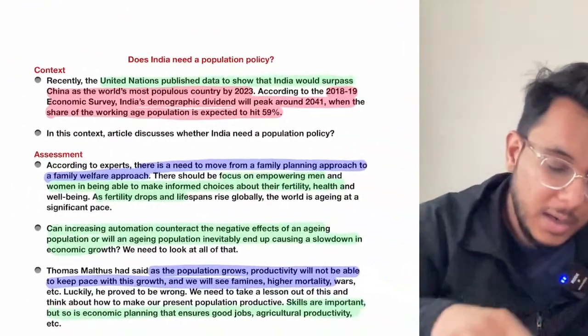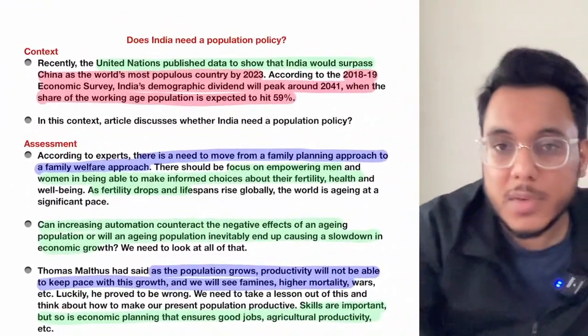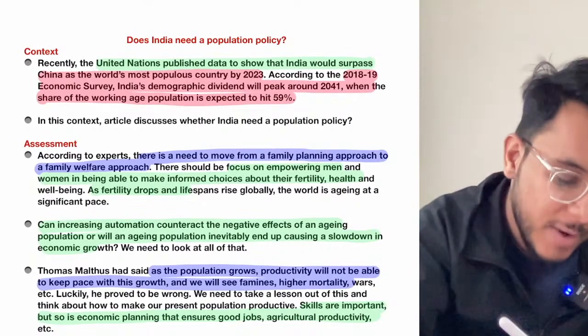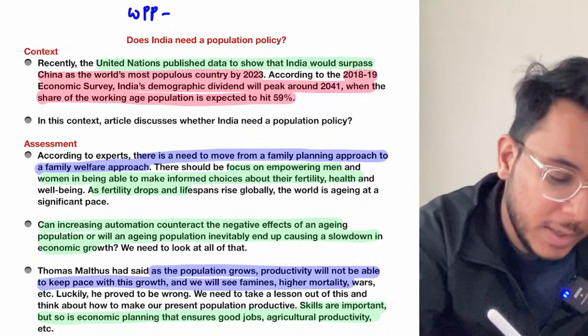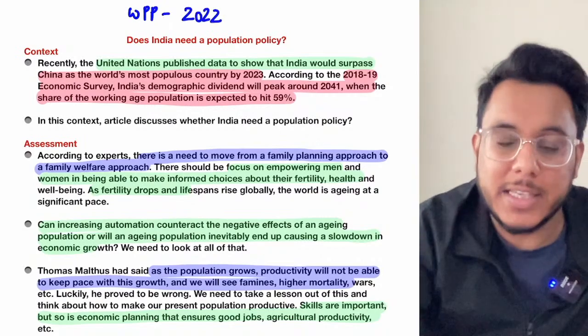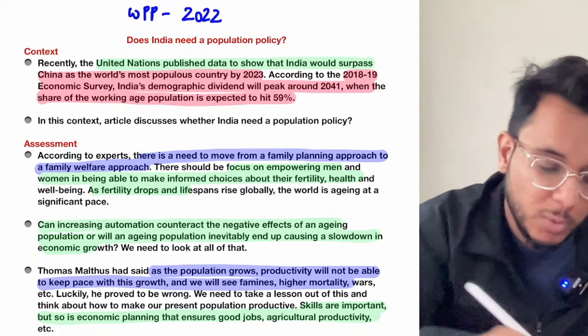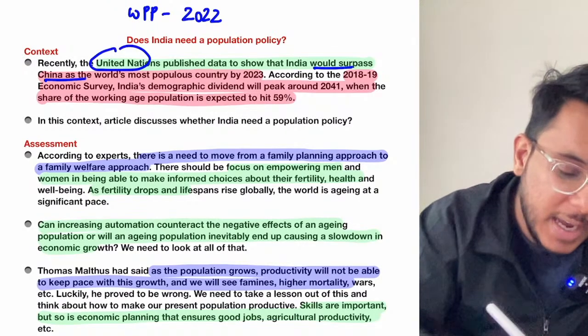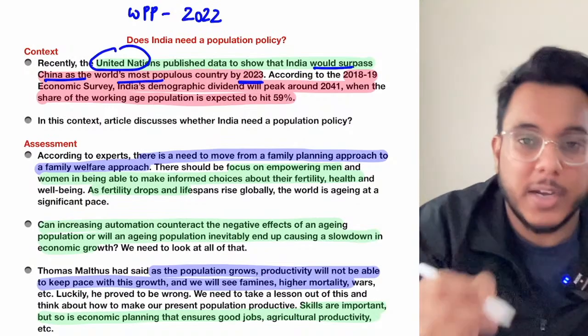Now basically, guys, if you remember, we have discussed this article also in much detail. We have discussed the World Population Prospects Report 2022, and in this report, the United Nations has provided that India would surpass China as the world's most populous country by 2023.